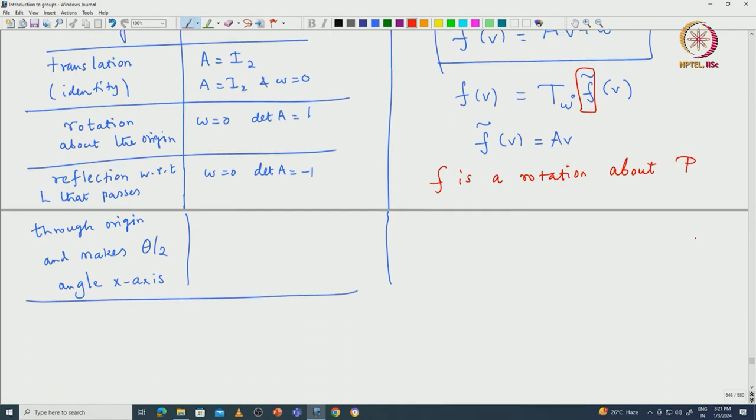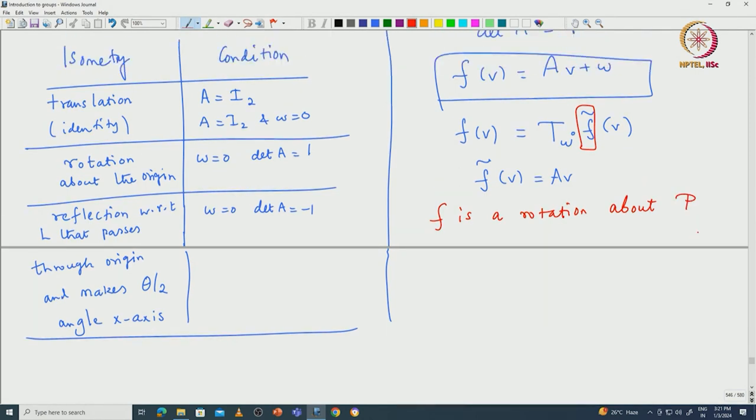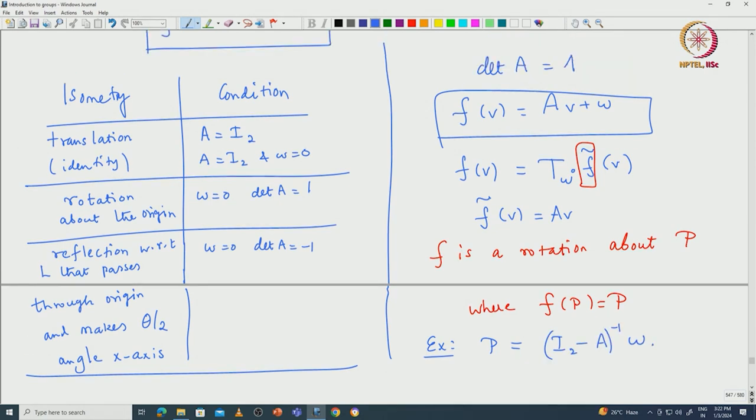So we have to calculate what is that fixed point P, where F of P should be equal to P. So I will leave it as exercise, you can calculate very explicitly. So P is going to be just I2 minus A inverse W, okay. So this is something you can check directly. But it is clear from the formula. So once you take a rotation about origin and compose with translation, then you will again get a rotation, okay. And that rotation has this very explicit formula, and that is rotation about some point P, that point also given very explicitly using this formula.